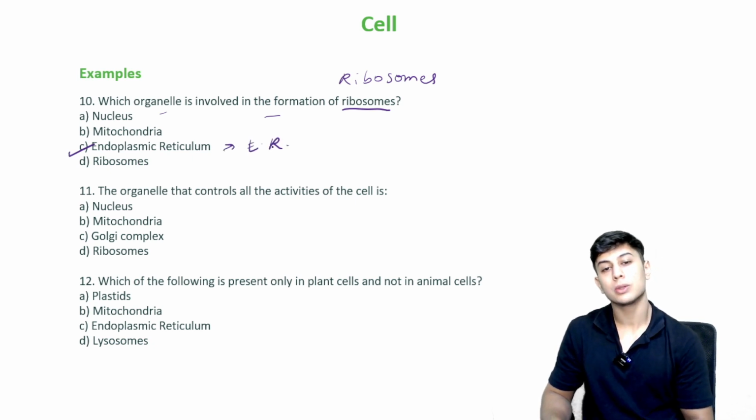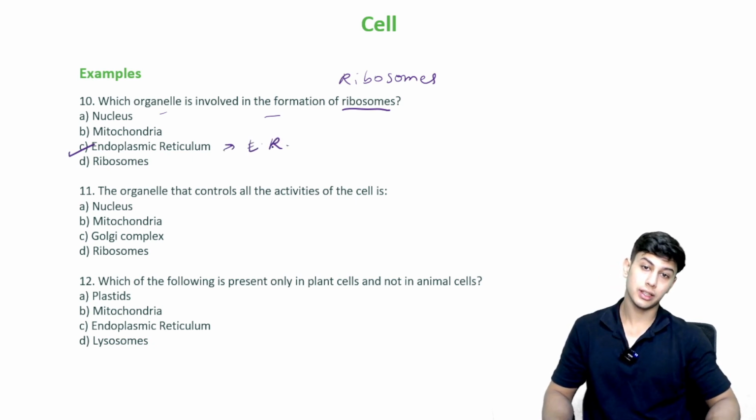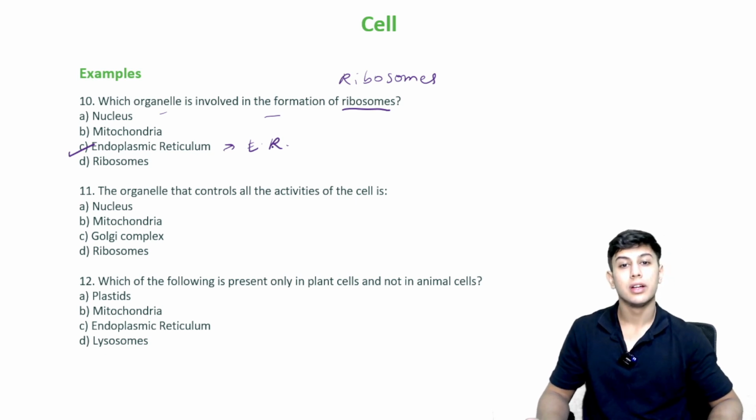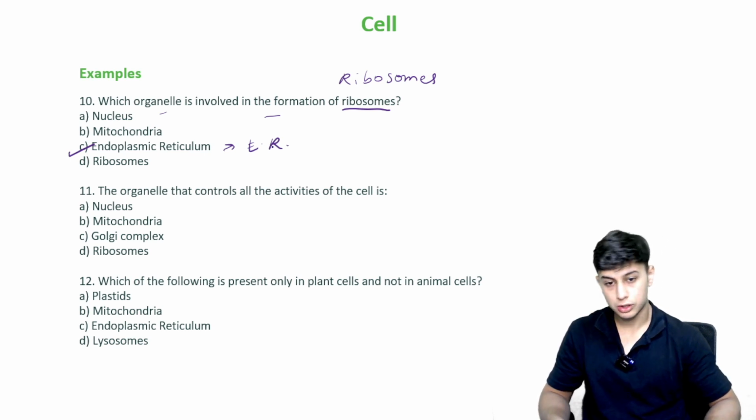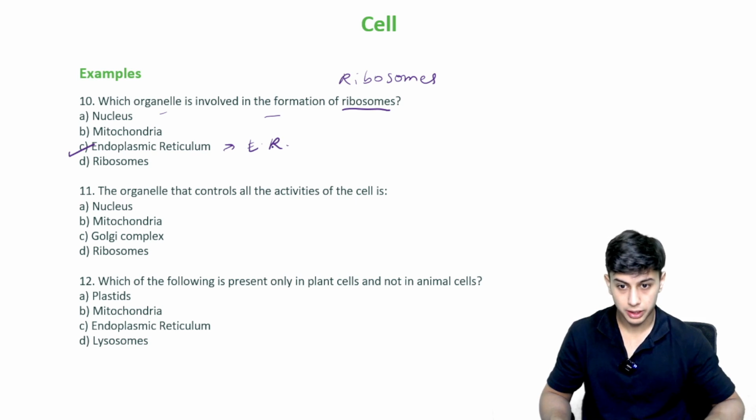Now I told you what was the difference between rough and smooth ER? The presence of ribosomes. And where we get ribosomes? On the rough endoplasmic reticulum. So they are formed on the rough endoplasmic reticulum.